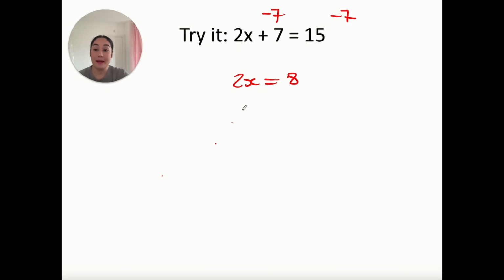2 is being multiplied by x, so again the reverse operation is that we're going to divide both sides by 2. 2x divided by 2, these two cancel each other out and leave us with x, which is exactly what we wanted because we're solving for x. 8 divided by 2 leaves us with 4, so x is equal to 4. Is that what you got? Hopefully that's what you got, and hope all that makes sense.